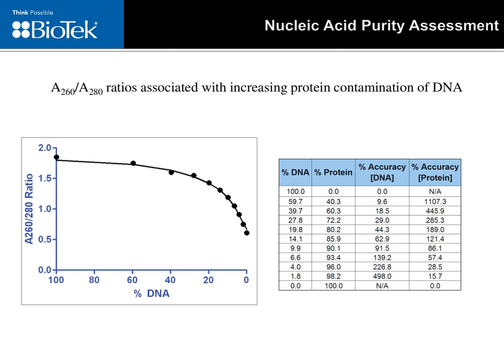And it's important to note that while it takes relatively little DNA contamination to affect the calculated protein concentrations, considerable protein can be present before affecting the calculated DNA concentrations. And this is important for downstream applications when purity is essential.